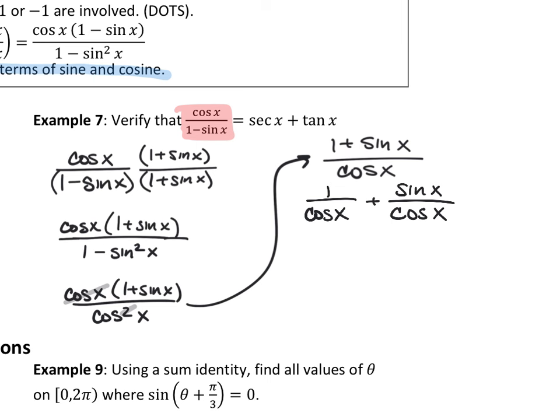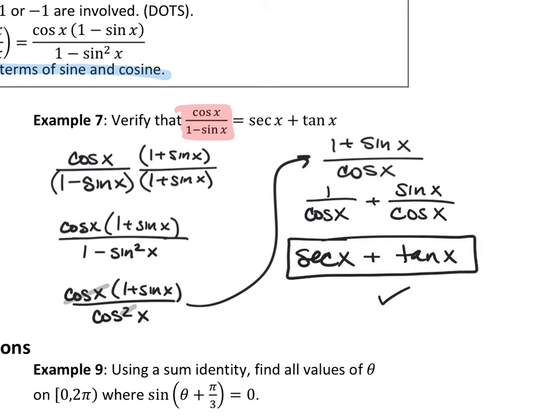We're almost there, y'all. Is anybody's spidey senses tingling? Yes. About what? 1 over cosine. What is 1 over cosine? Secant. Oh, snap. This is secant. Isn't that what we wanted? Yes. What else? Tangent. Sine over cosine is tangent using the quotient identity. So voila, this is what we wanted. We have verified that identity. I love these problems. It's like a puzzle. It's so fun. So much algebra, so little time.